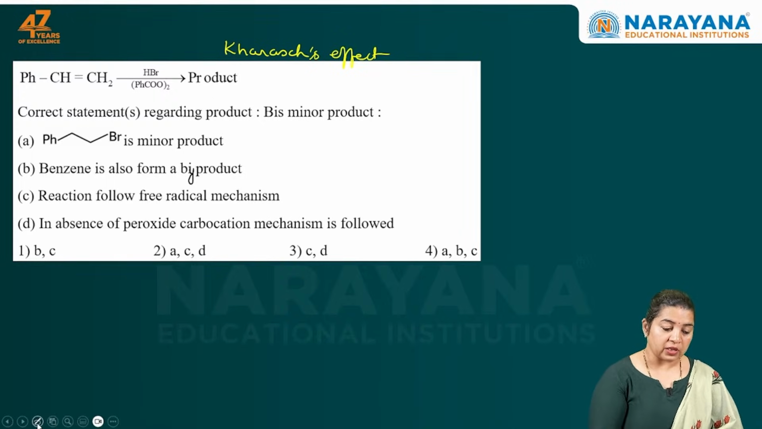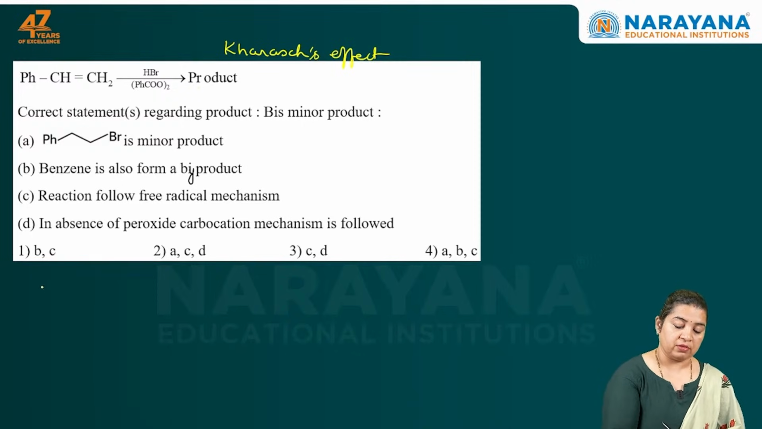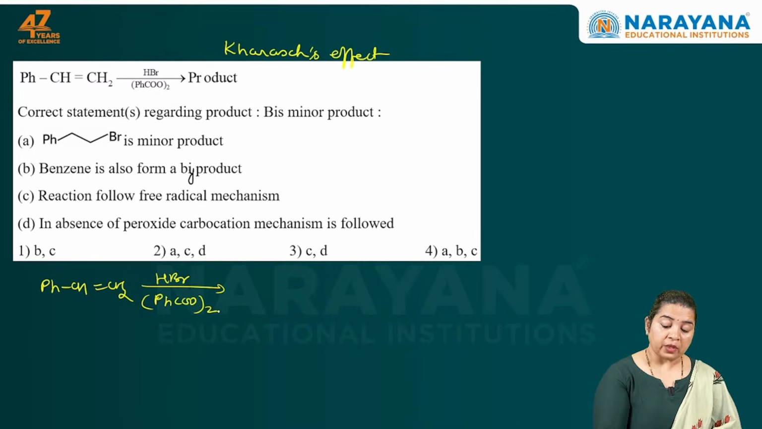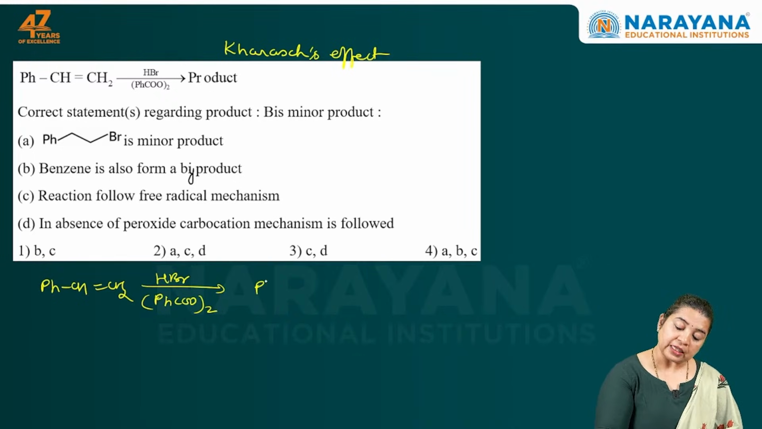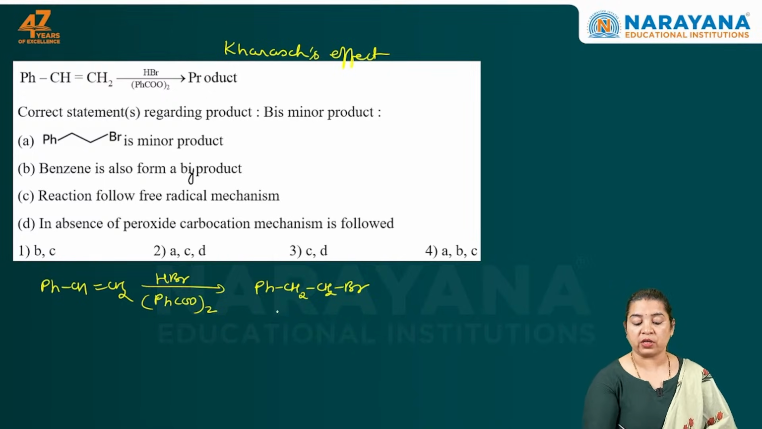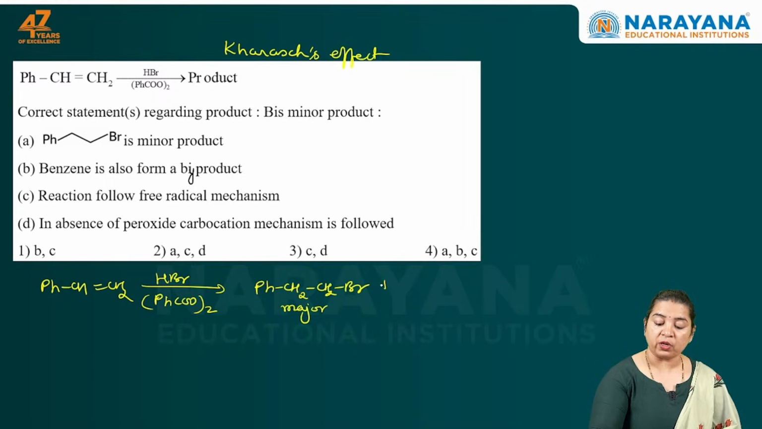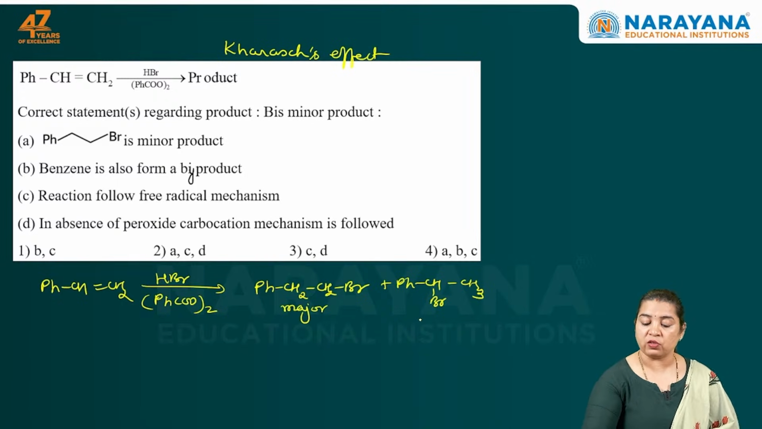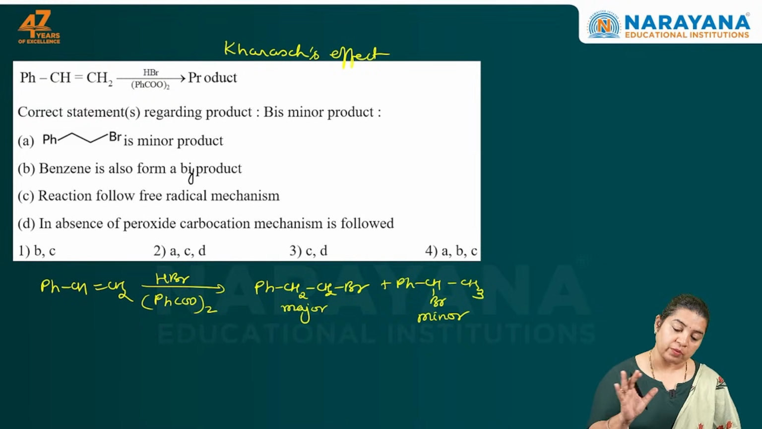Now, what is the question? Let us first see the product. The reaction given is PhCH=CH2 in the presence of HBr and peroxide, (PhCOO)2 being the peroxide. So what product is formed? We know that it gives anti-Markovnikov addition. PhCH2CH2Br should be formed as the major product, and PhCHBrCH3 should be formed as a minor product, because we cannot say the Markovnikov product is zero, but it is formed as a minor product.